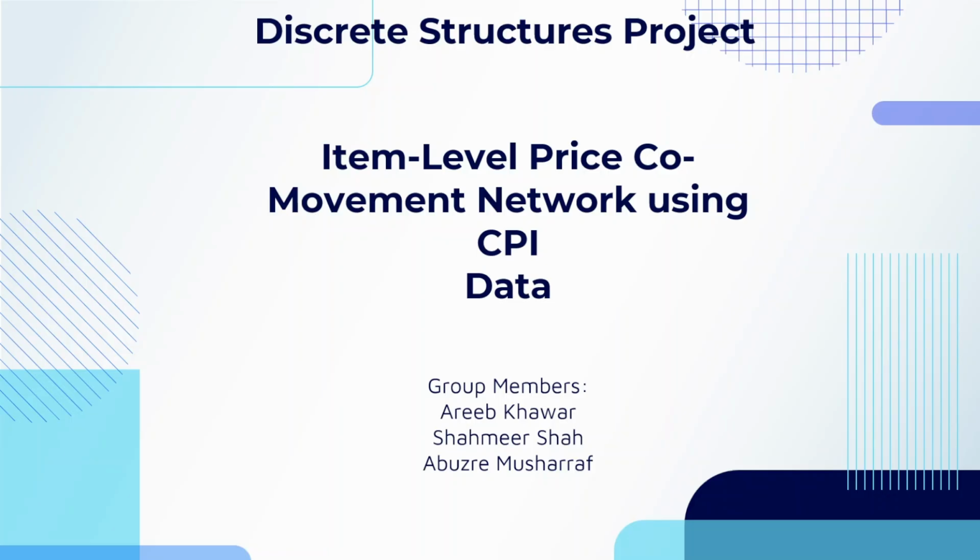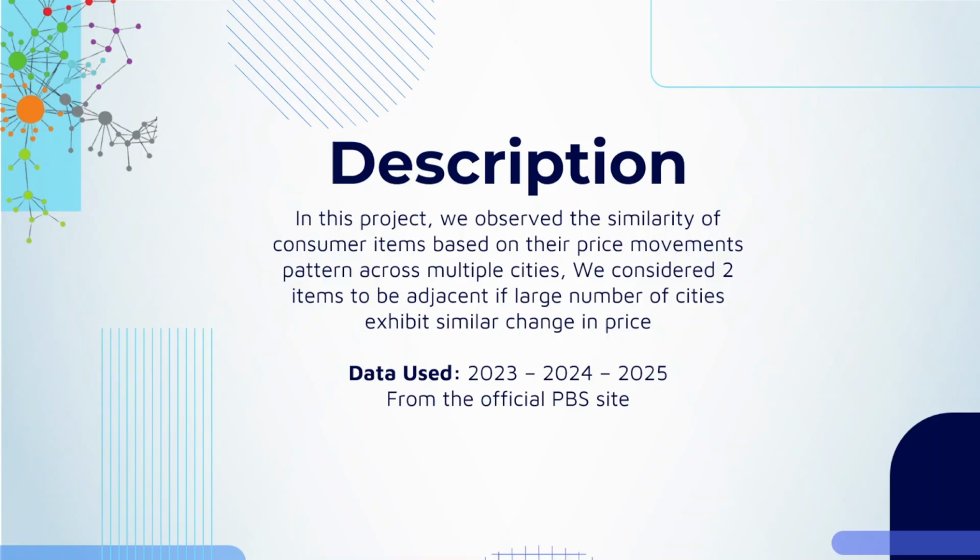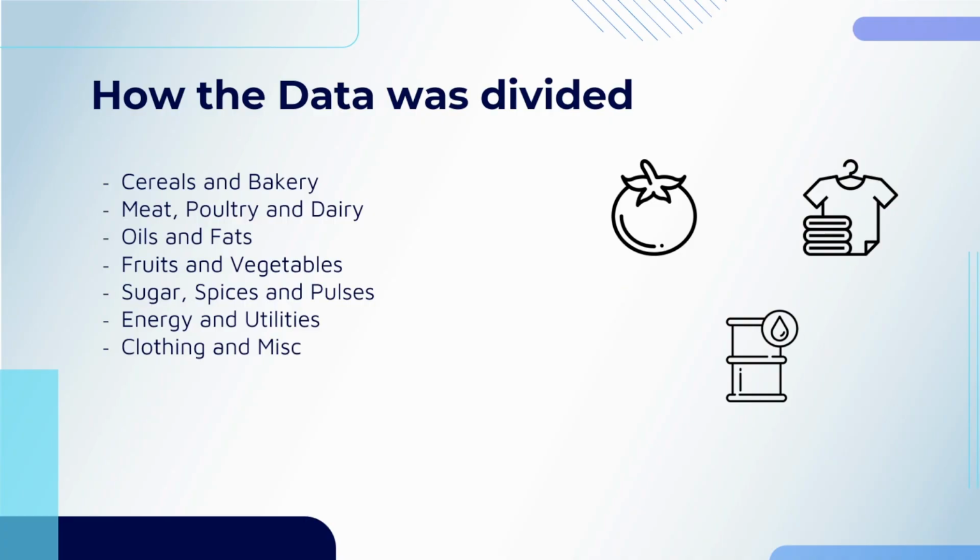For this project, we applied discrete graph theory to Pakistan's consumer price index to visualize how inflation spreads between different items across multiple cities over 3 years. We observed the similarity of consumer items based on their price movement patterns across multiple cities. We considered two items to be adjacent if a large number of cities exhibit similar changes in price. The data we used was from 2023 to 2025.